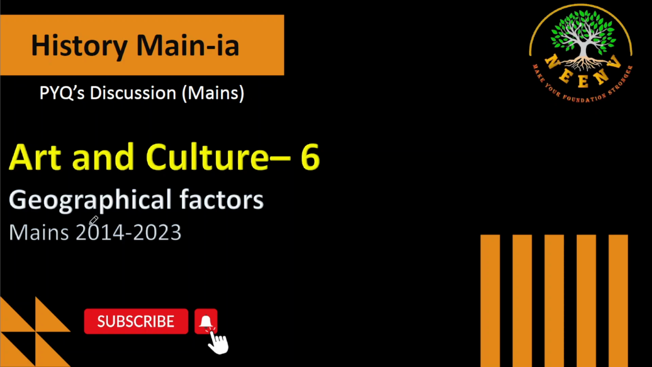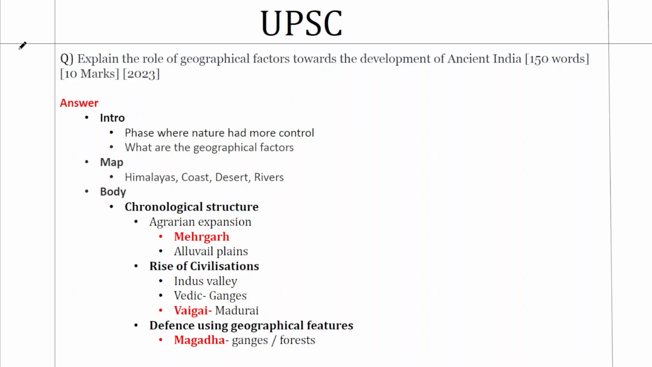The theme for today's video is geographical factors. This theme will become relevant once you know the question, because this was an unconventional question in the 2023 mains exam. It's a 10 marker. It goes like this: Explain the role of geographical factors towards the development of ancient India.